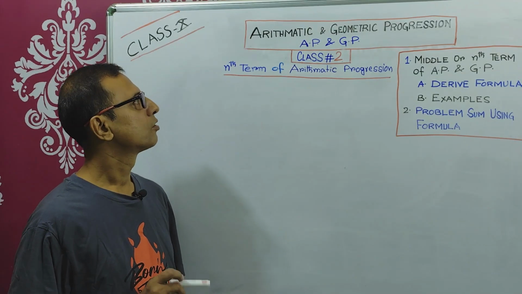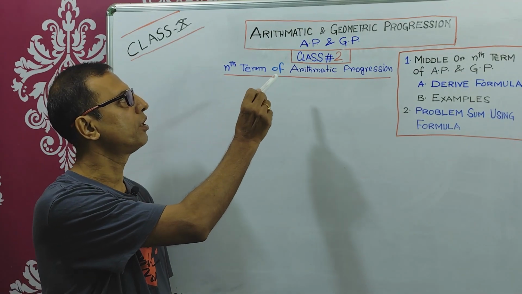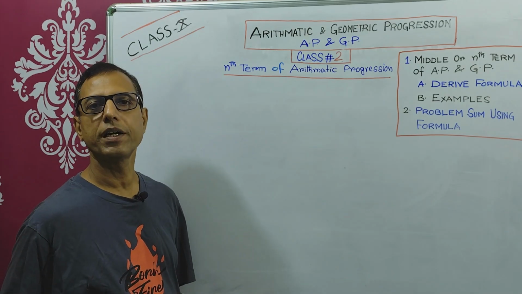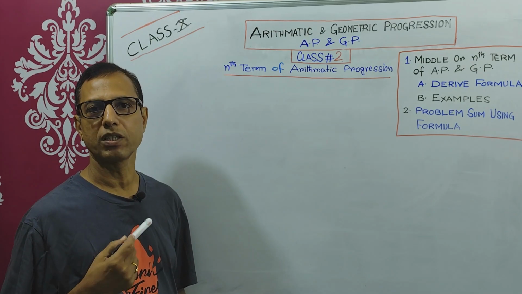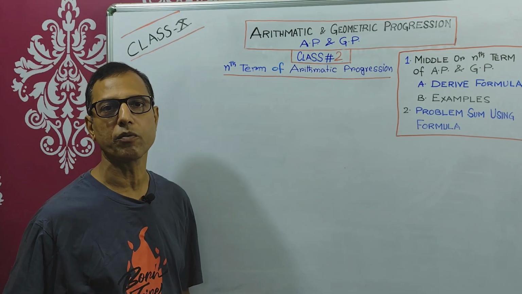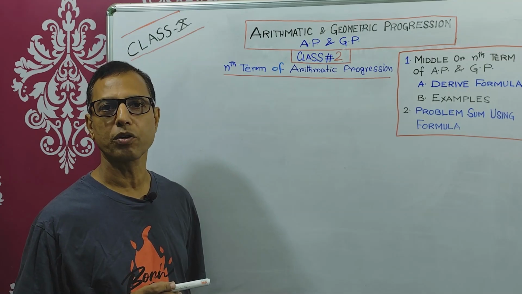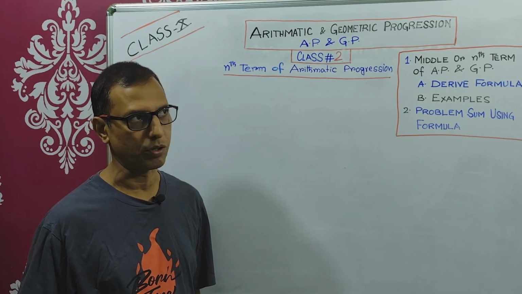Hello students. So this is the second class I am going to take on arithmetic and geometric progression. In the first class already we have covered in detail what is arithmetic progression, what is geometric progression. In detail means the concept of arithmetic and geometric progression, and therefore what is common difference in arithmetic progression and what is common ratio in geometric progression.